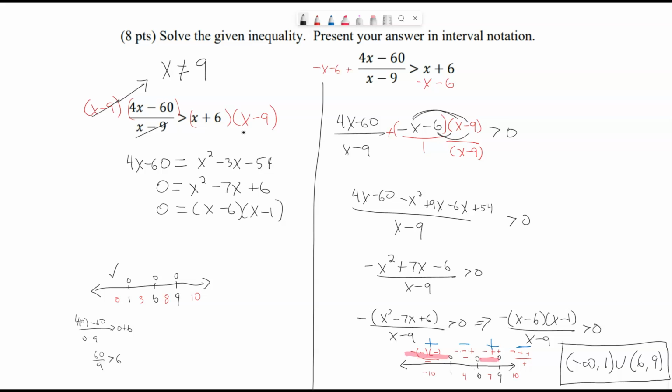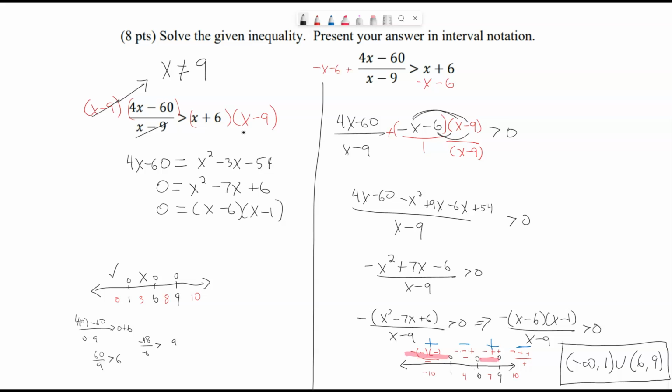3. Let's see if we can speed this up a little bit. 3 times 4, 12 minus 60, negative 48, over 3 minus 9, negative 6. Is that greater than 3 plus 6, 9? 6 times 8, 48. 8 greater than 9? No, it is not.